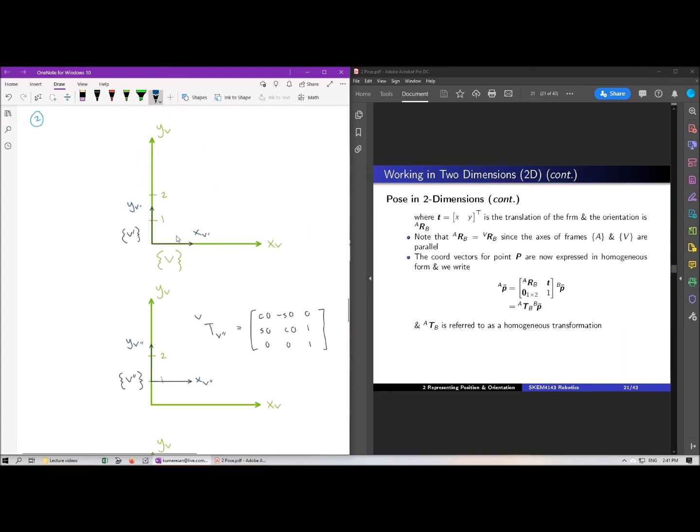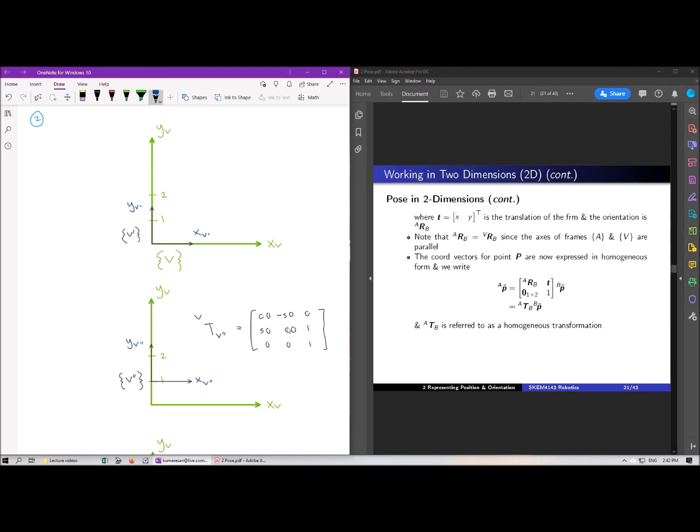First we have this here. Secondly, we translate this to this point, and we have a new coordinate frame, another imaginary one, V double prime. You can see it's parallel, but now the origin is translated to this point. So what is T V double prime V? What is the position and orientation of this coordinate frame with respect to this coordinate frame?